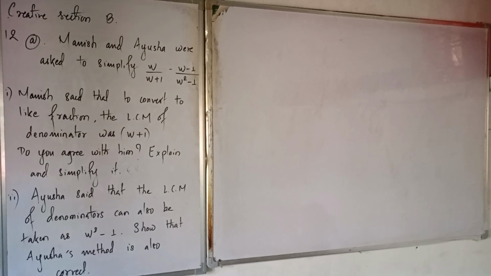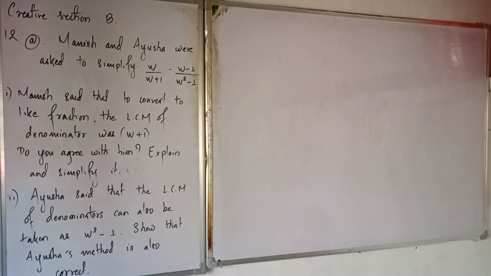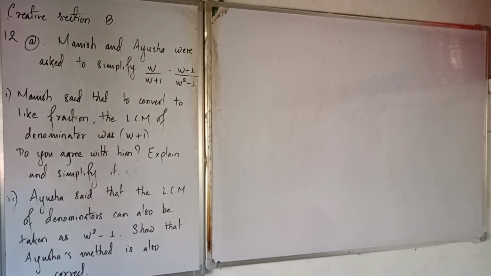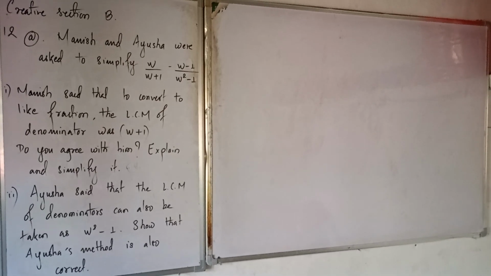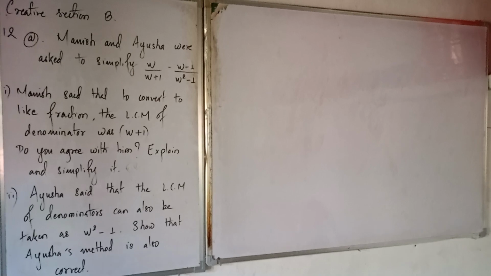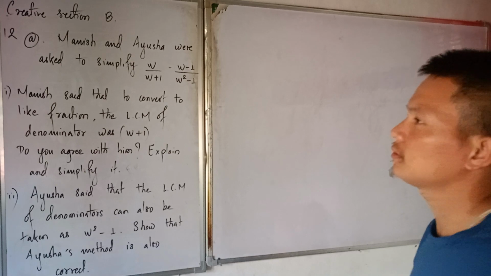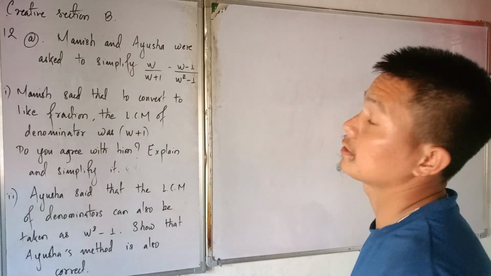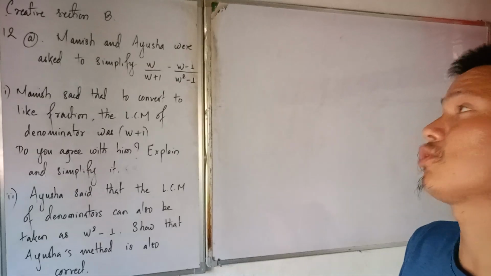So this is of Vedanta Axel class 10. Now this is unit 9, rational expression. So recently we have finished the creative section A of the exercise 9.1. So now today we are going to finish this creative section B.